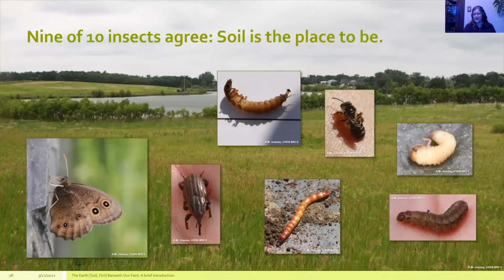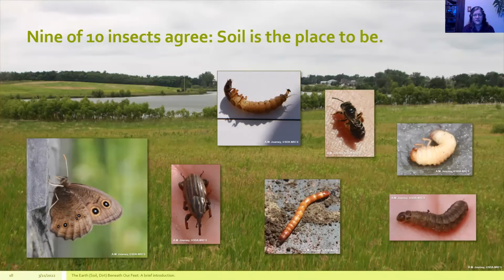And then coming up to the end here, 9 of 10 insects agree. So 90%, we think, of all insects spend at least part of their life cycle in soil. In northern climates like ours, we're usually talking about eggs or pupae. That's 2 stages of an insect's life cycle where it can just kind of hang out for a while. So soil is a great place.